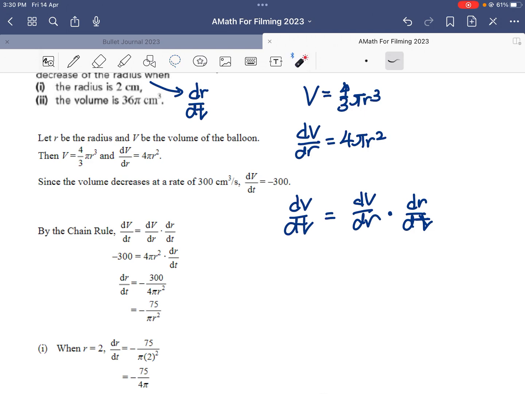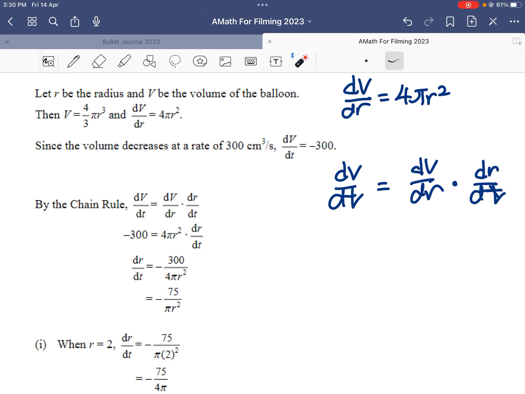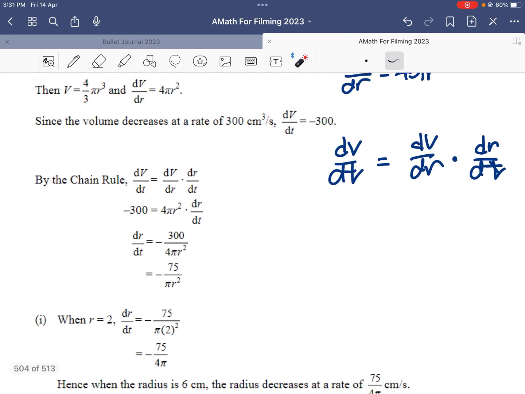So I just stick in the values that I know. I know that the rate of change of volume with respect to time is negative 300. The dV/dr is 4 pi r square multiplied by the rate of change of radius with respect to time. You simplify, divide by 4 pi r square, and you find the rate of change of radius with respect to time is given by this expression. Dividing by 4 on my numerator and denominator gives me this simplified version over here.